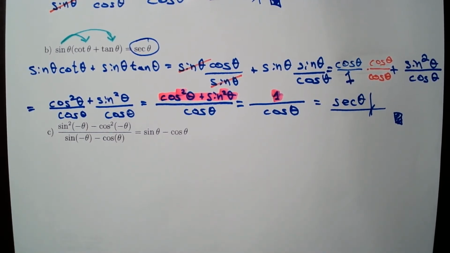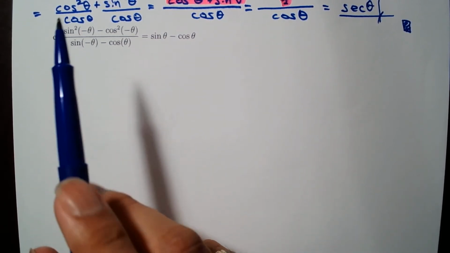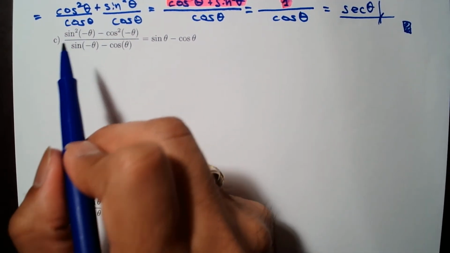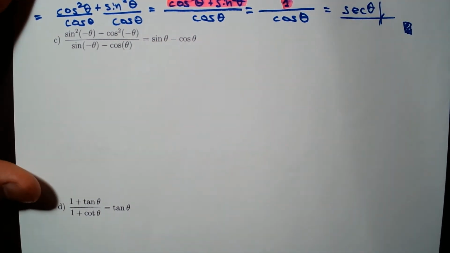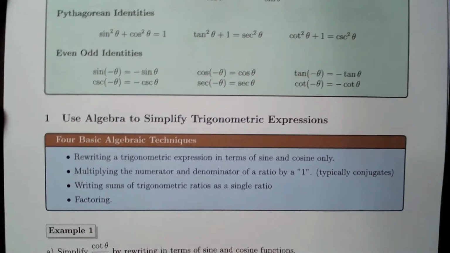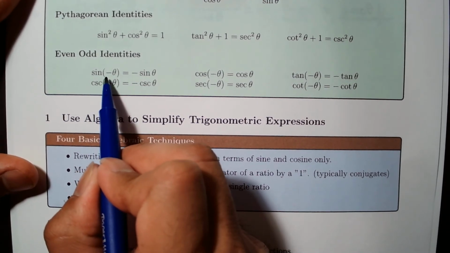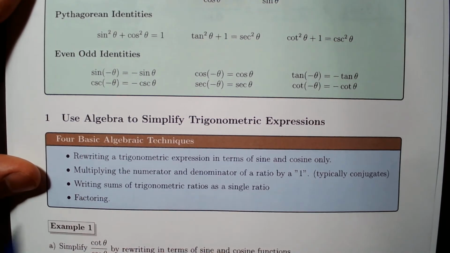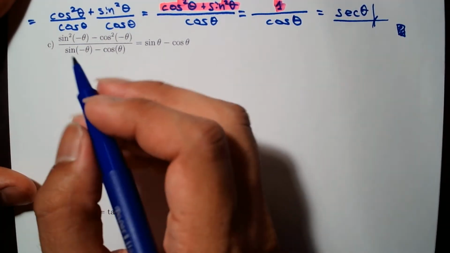All right, let's look at another one. Letter C has a few negative angles, so there are some negative angles involved. Before doing that, be careful, because in the even-odd identities, sine of a negative angle is the negative of sine. We need to be careful: this is not true for any powers of it. In order to simplify this one, we need to do something else.